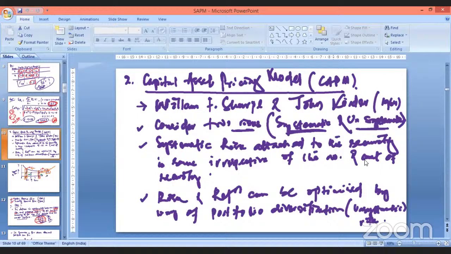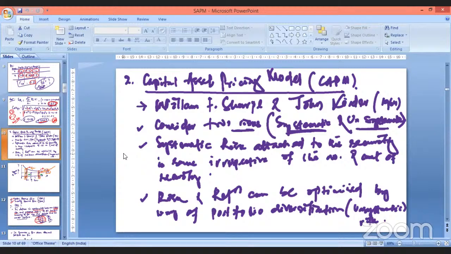So let us start with our discussion. Last class we already discussed the Markowitz model. Today we'll discuss another most important model for portfolio selection, that is the CAPM model, the Capital Asset Pricing Model. I have already shared my screen. Just confirm, is my screen visible to you or not? Yes, sir. Okay, good.